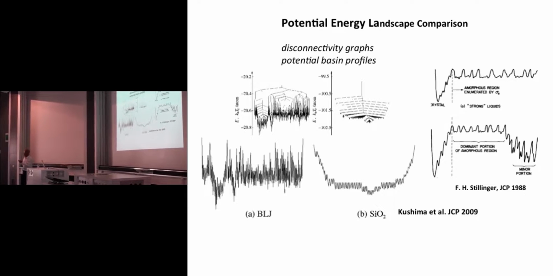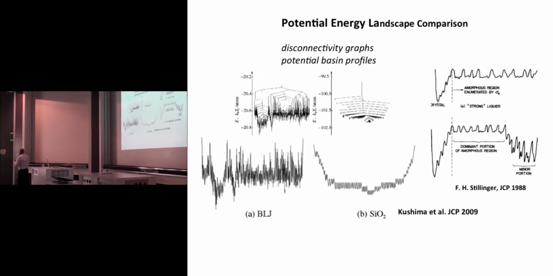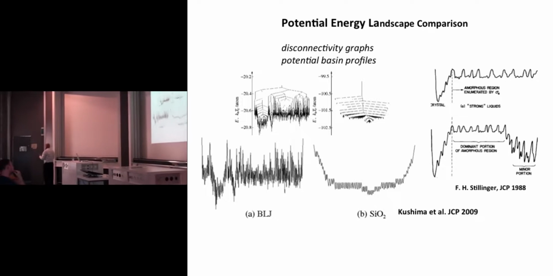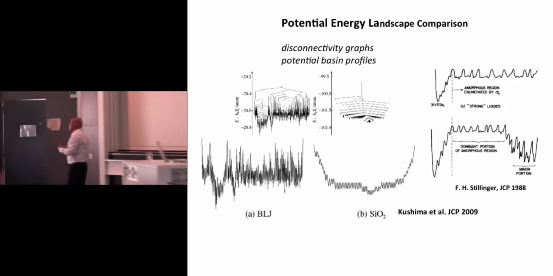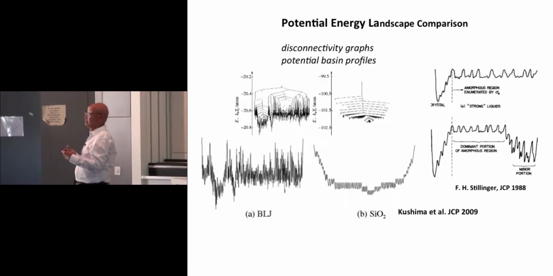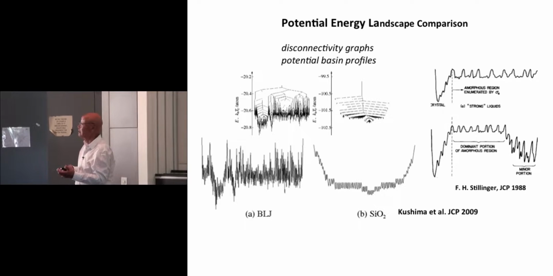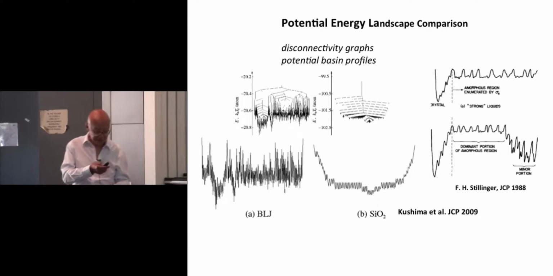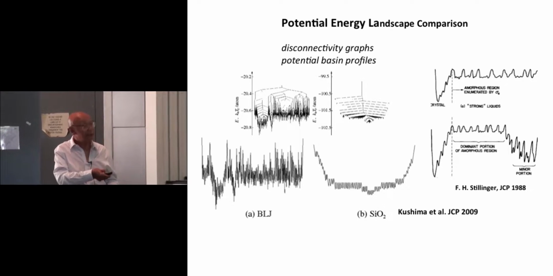If you can do a calculation on two systems, based on potential energy sampling, you can begin to look at the topography of the potential energy landscape. Things like disconnectivity graphs, which look like these trees. This is for the fragile, this is for the strong. They look quite different. Or you can just analyze these trees and do a cut across. You get this kind of potential energy profile.